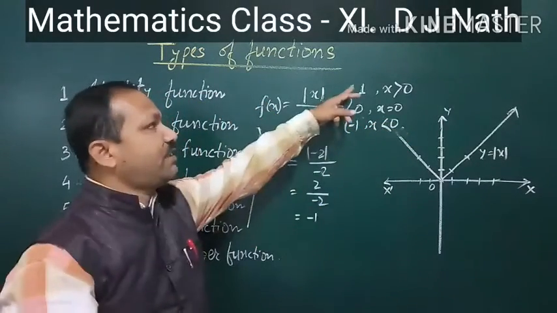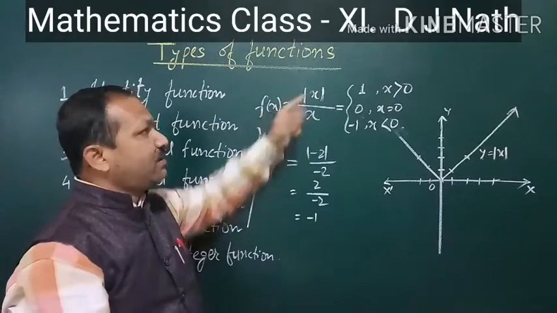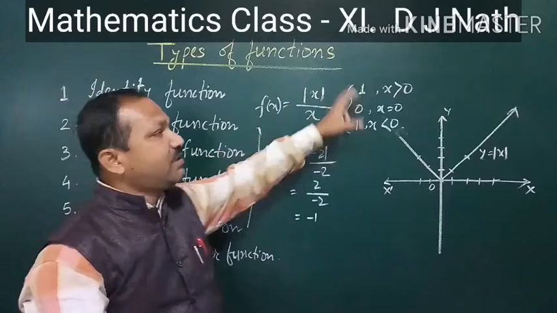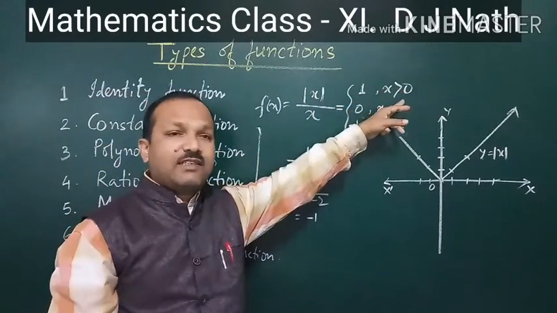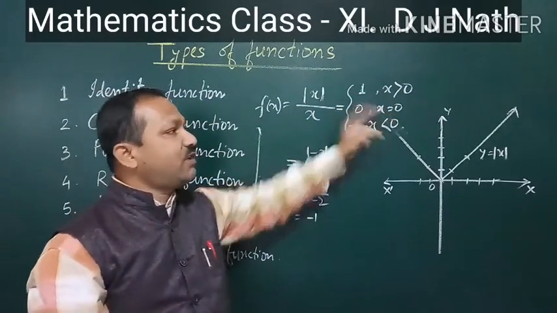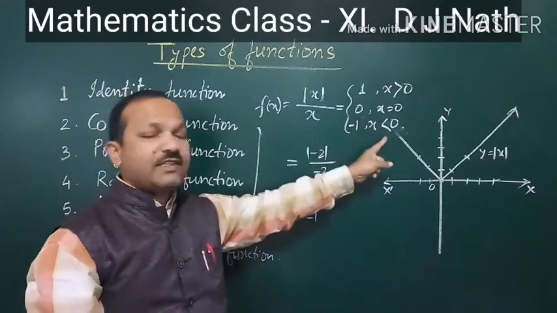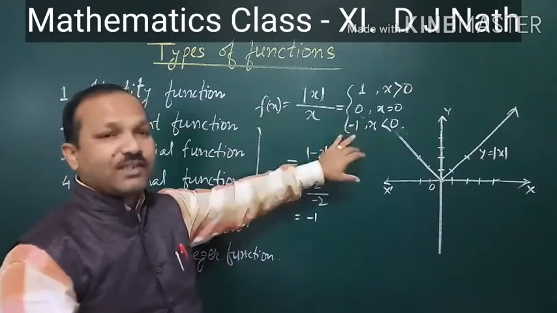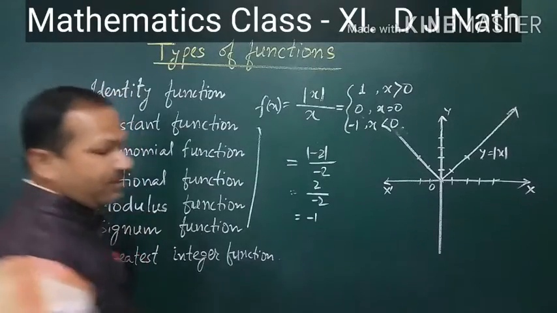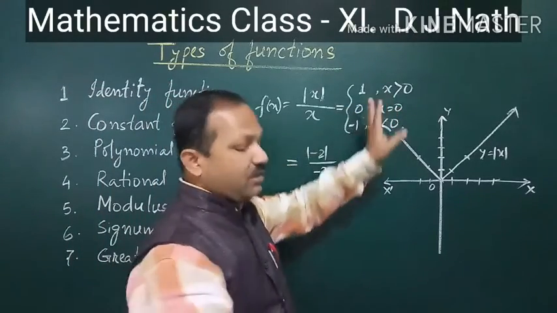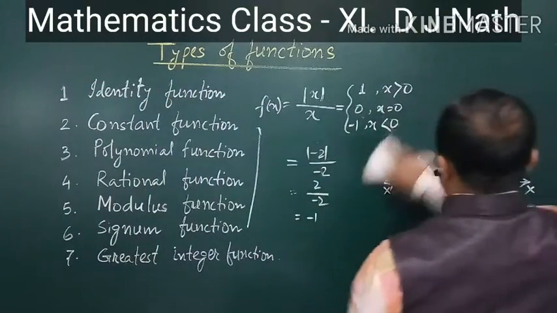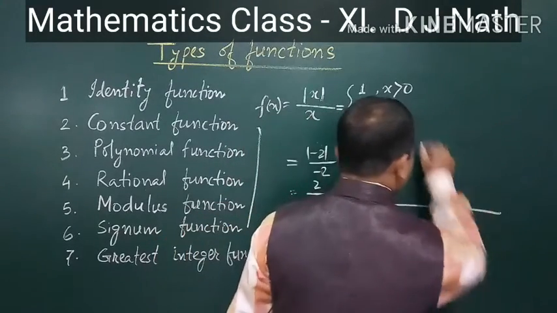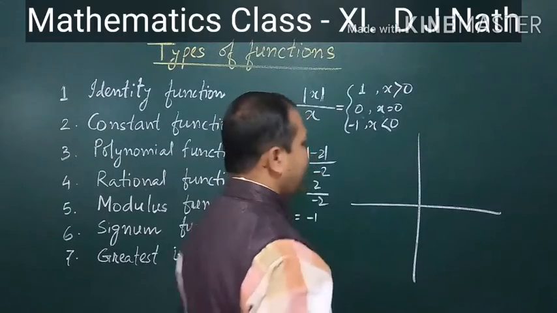So these three values are there for the signum function. What is the function? Modulus of x by x. But what is the result? It will be 1 when x is greater than 0. It will be 0 when x is equal to 0. And it will be minus 1 when x is less than 0. So these three values come in the signum function. Okay, so how will the graph be? Look at that, greater than 0. For whatever values of x greater than 0, the result is 1 only. So if we draw the graph of that, we draw the graph of this.